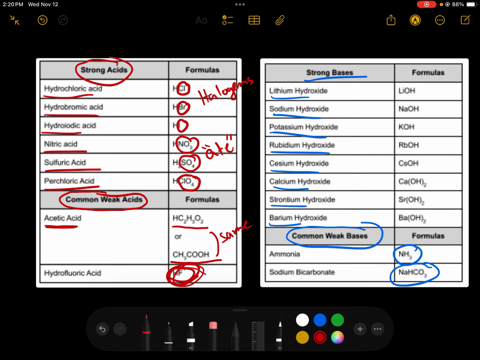In terms of memorizing your strong bases, lithium, sodium, potassium, rubidium, and cesium are all group 1 metals. Calcium, strontium, barium are all group 2 metals. So if you remember group 1 and then a few of group 2, then again, you're halfway to memorizing your strong bases.